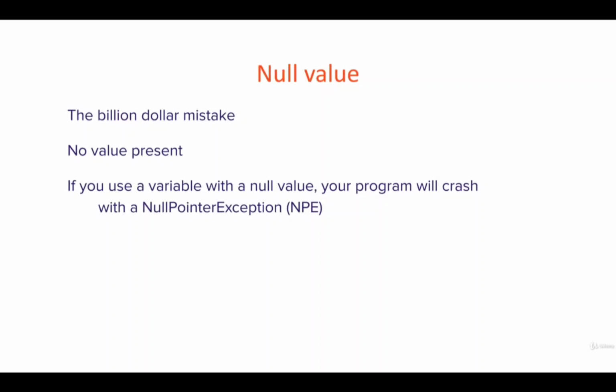If you do try to use a variable with a null value, your program will crash and it will put out a null pointer exception. Okay, so that means that the execution will stop. Whatever point you're on, that will be the end of your program. As a user, you will see your program just disappear, and you might lose data that has not been saved to a permanent storage. Okay, so it's quite a big deal.